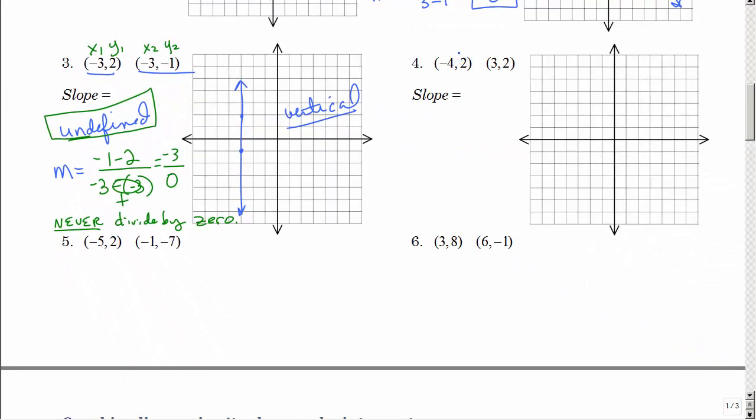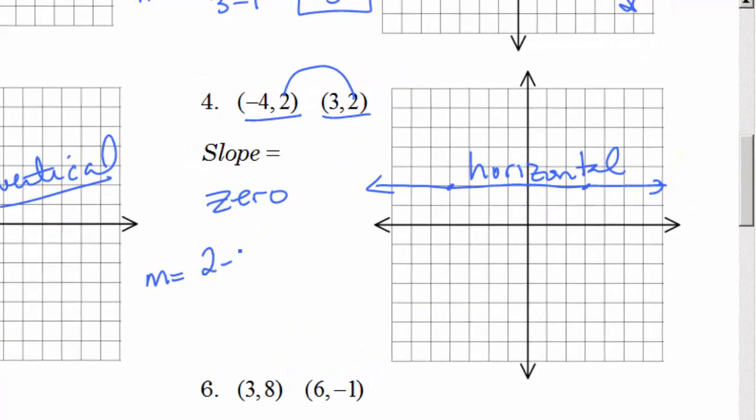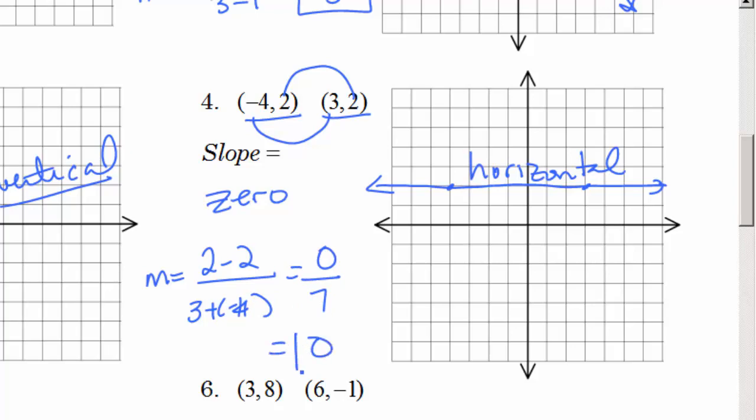Let's look at number 4. Plot the points. Plot the point. And we get a horizontal line. What kind of slope does a horizontal line have? It has a slope of 0. And no, you don't have to write out the word 0. You could just put the number 0. And again, if I wanted to check out my formula, I would have 2 minus 2, 3 minus a negative 4. So that would be 0 over 7, which is 0.